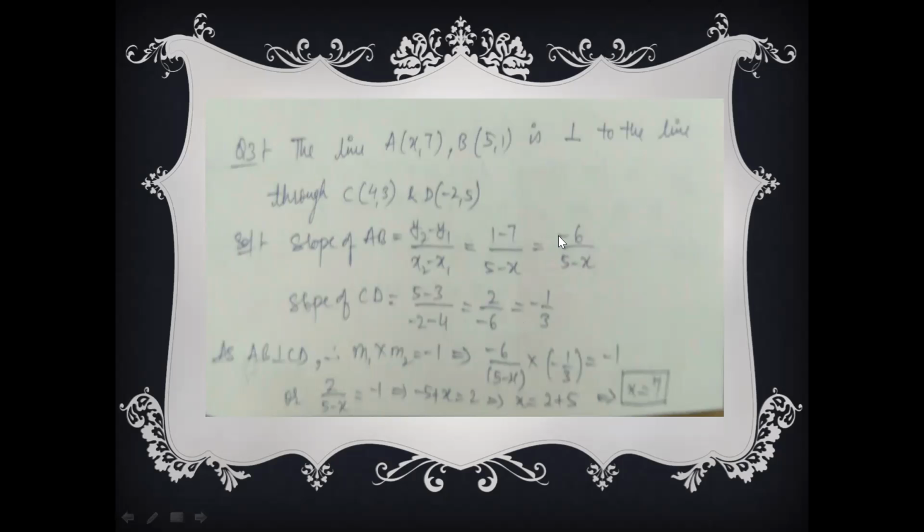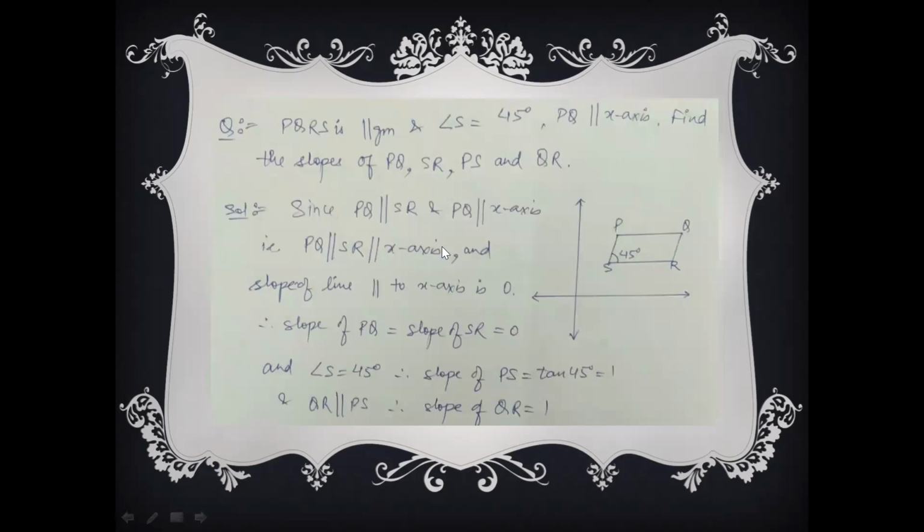Now since these two lines are perpendicular to each other, their product should be equal to minus 1. This is minus 6 upon 5 minus x into minus 1 by 3 should be equal to minus 1. On solving this, 3 and 6 we can cut, so it becomes minus 2, and we can take it to the other side, so it becomes minus 5 plus x equal to 2. So x equal to 7 is the answer. I hope this is clear to you.